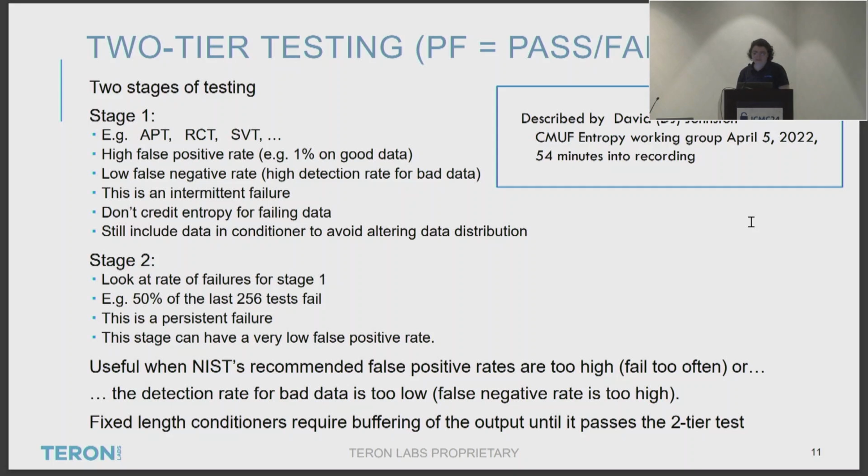If you have a fixed length conditioner, it becomes a little more complicated because you can't credit or not credit data with entropy. Because the conditioner has a fixed length, everything is credited with entropy. So in that case, you would have to buffer the output of your conditioner until the second tier of testing had passed for that data, and then you could release it.